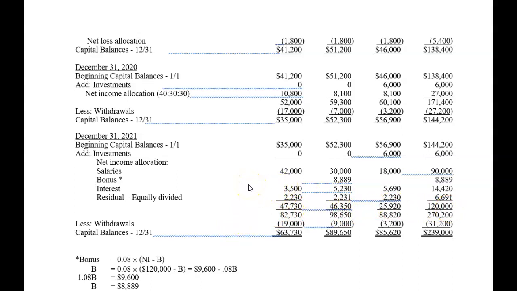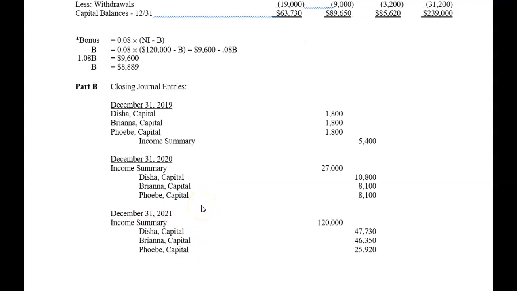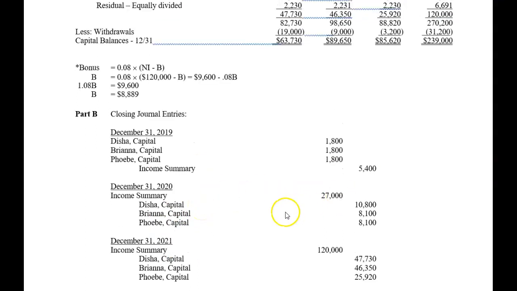So we just have to close out the income summary where revenues and expenses have been closed to the capital accounts, okay? Notice we're closing a loss here, so the capital accounts are being reduced. Income summary would have a debit balance, so it's credited. And then in 2020 and 2021, we have income, so the capital accounts are increasing.